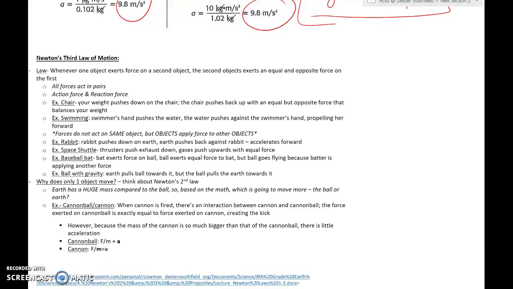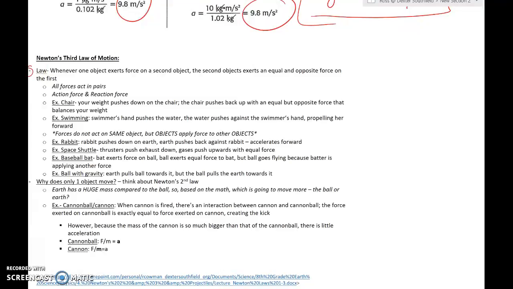So Newton's third law of motion talks about forces acting in pairs, an action and a reaction force. A lot of times people say for every action there's a reaction. That's generally true, and that's more or less what the third law is talking about, but it's an oversimplification. So the third law is described right here.